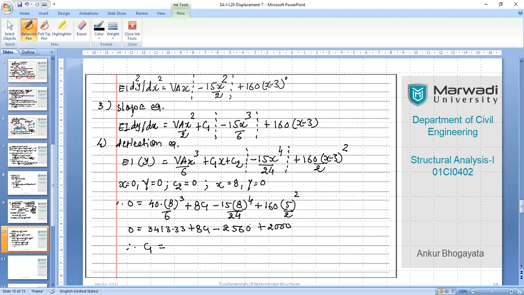So that gives me, and we take it on the other side, so it becomes negative. So minus 356.67, right? That is the value of C1. Now we are almost done, and we can use this further in the calculation.